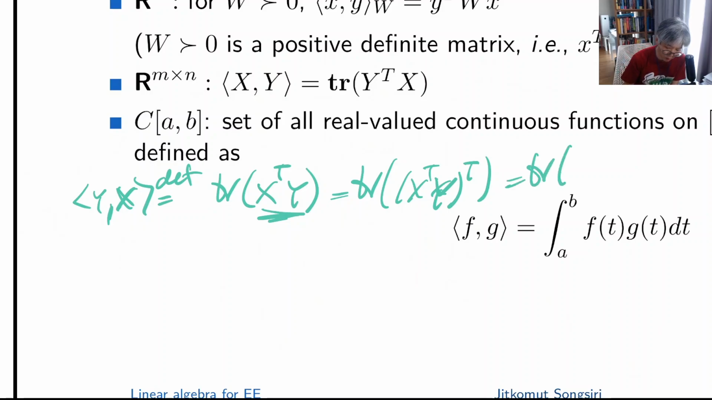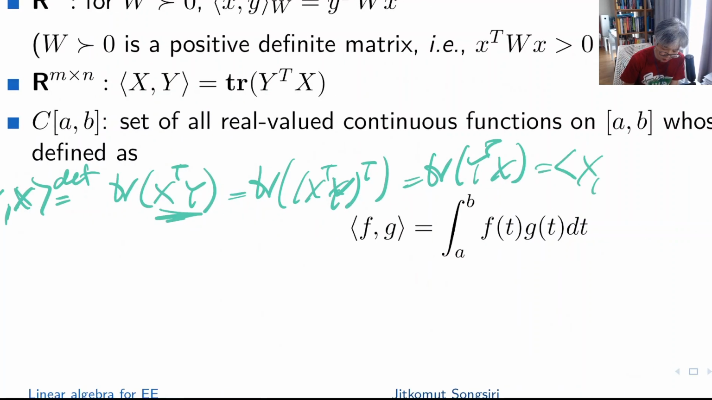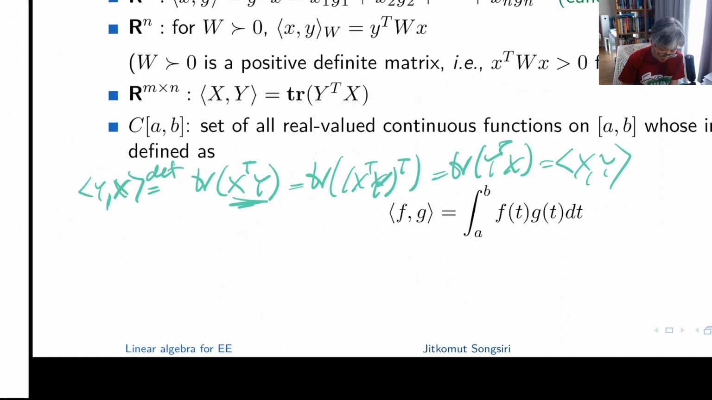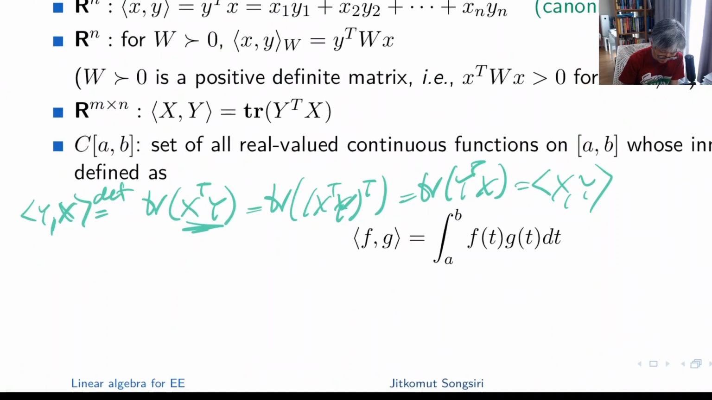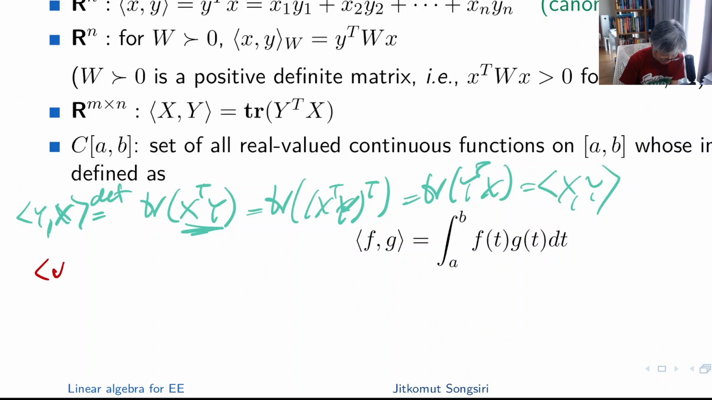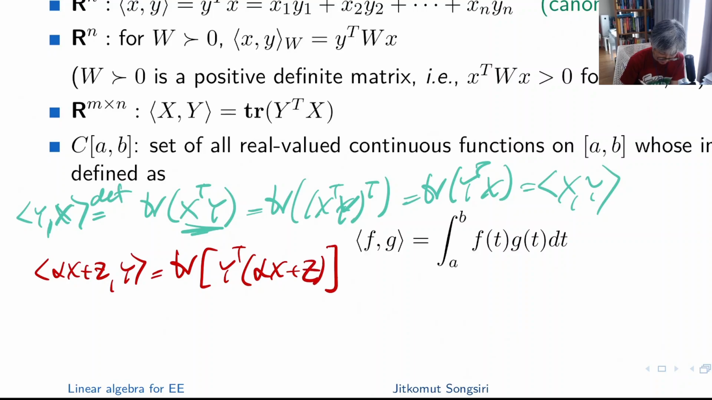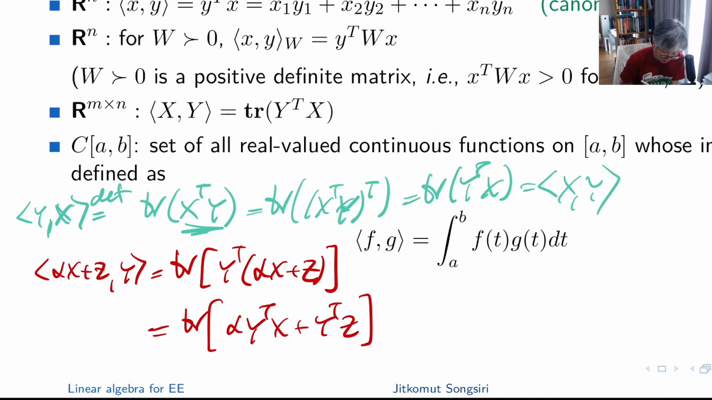So you see that it's the trace of y transpose x and is equal to the inner product of x and y. All right. The linear property is not hard. Alpha x plus z, y is, by the definition, the trace of y transpose times alpha x plus z. And as you see, you can expand everything inside, you can distribute it, all right?